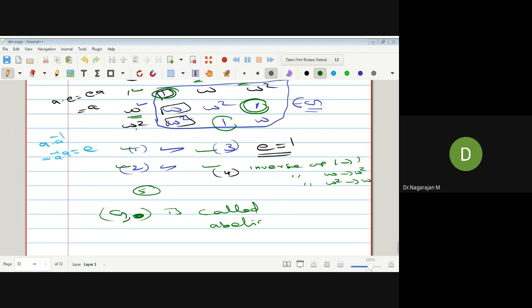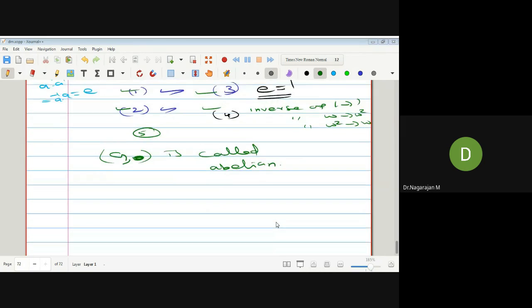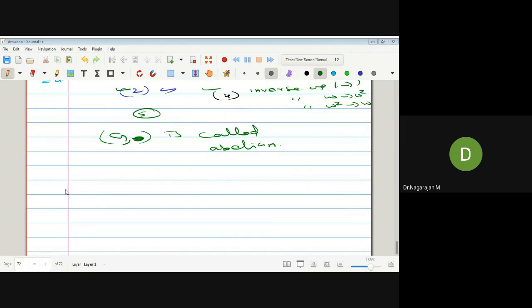Any doubt regarding this problem? Next, I am giving one more homework. I have finished this class. Tomorrow, I want to explain the generator with two examples, and I will explain how I do it.